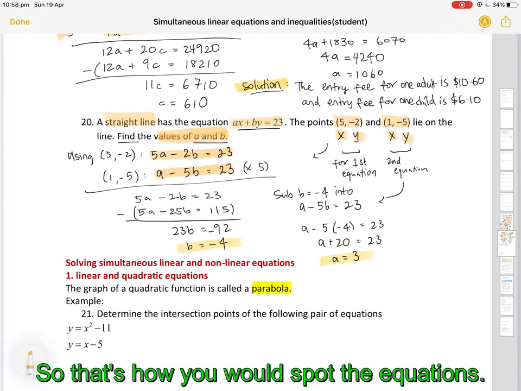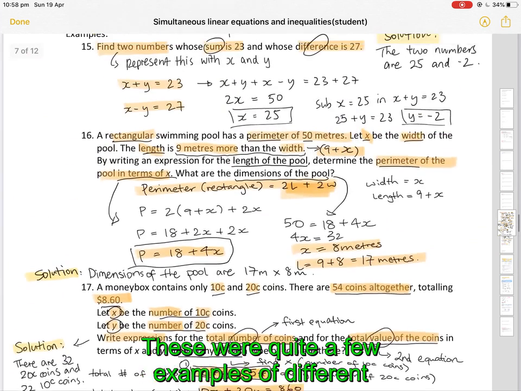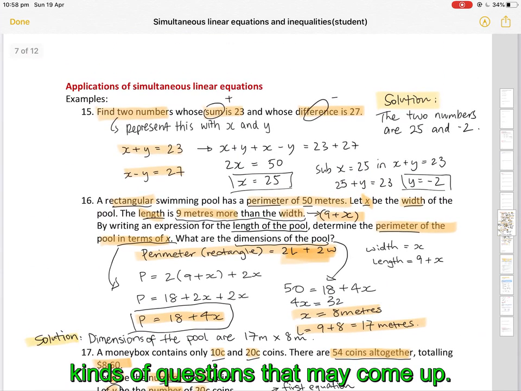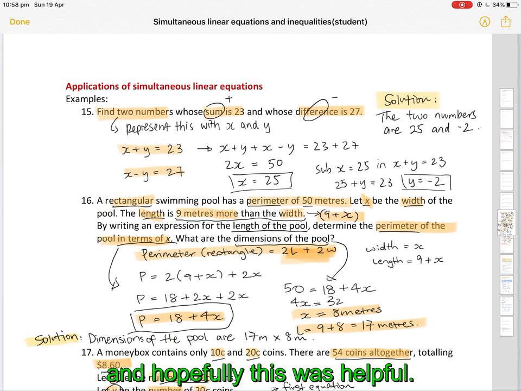So that's how you would spot the equations. These were quite a few examples of different kinds of questions that may come up, and hopefully this was helpful.